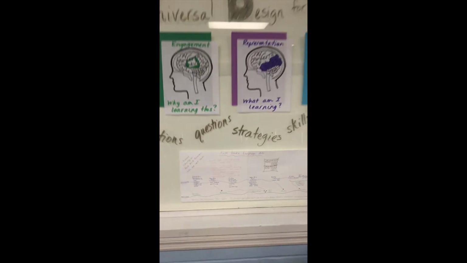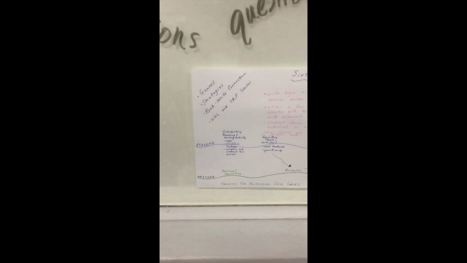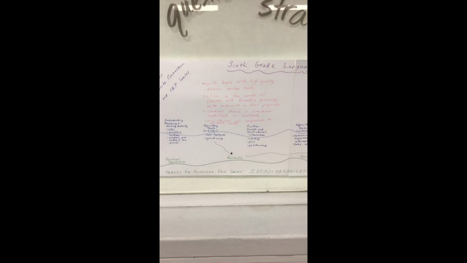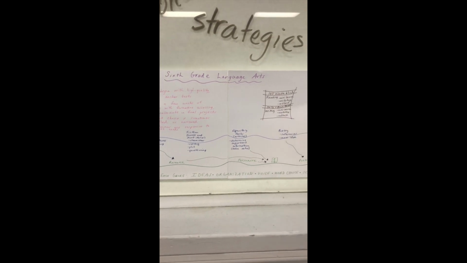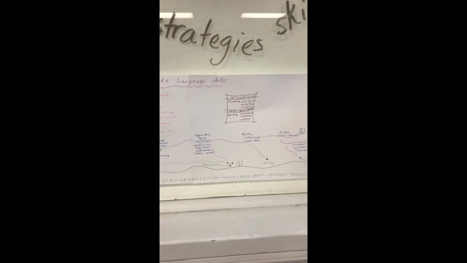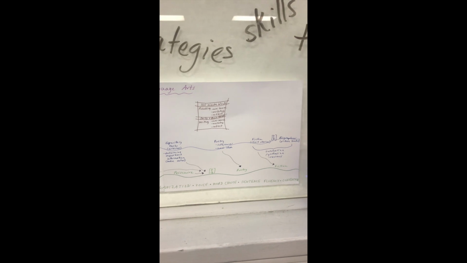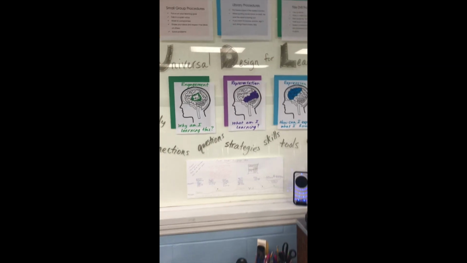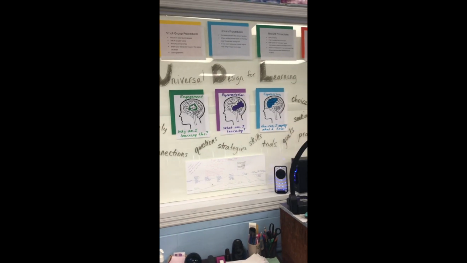And zoom in a little bit, she's outlined the whole entire year of 6th grade language arts, the reading and writing curriculum. And this is just a good way for students to know what they're learning, why they're learning it, and how they're going to express it. So it goes hand in hand with the UDL model.